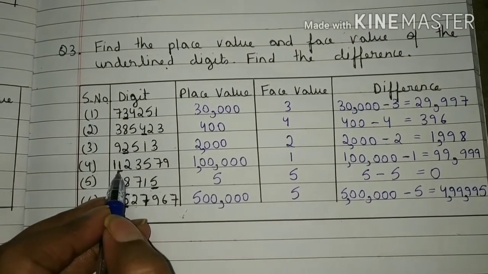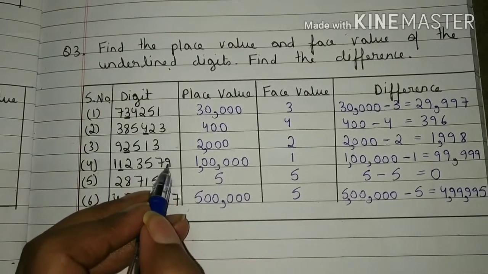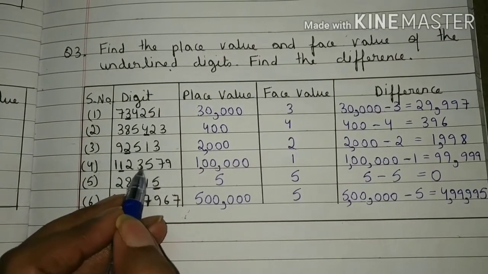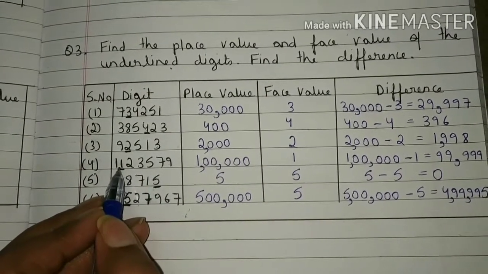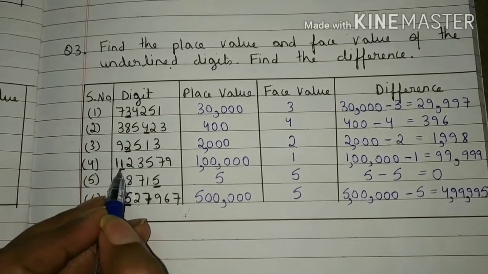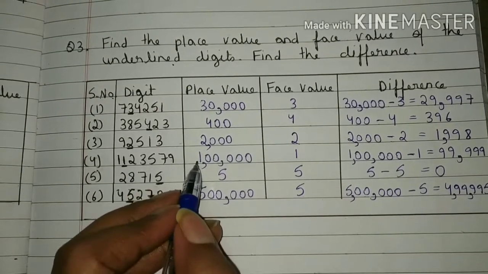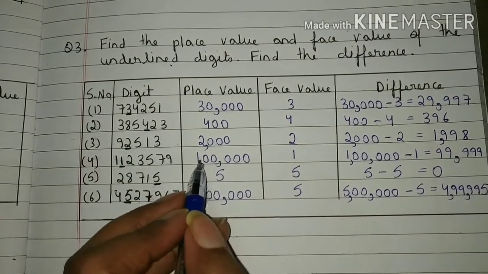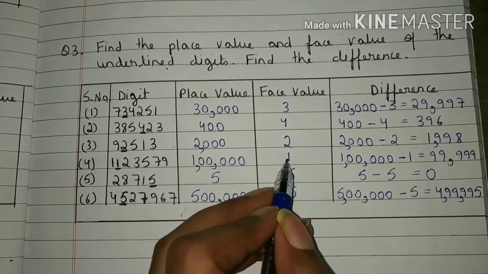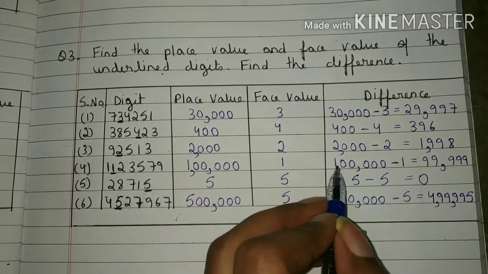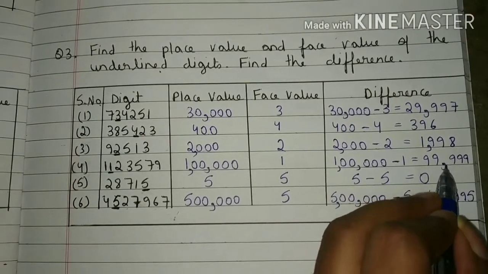Fourth question. Students, in this question underlined digit is 1. So you have to find the place value and face value of this 1. Students, this is ones place, tens place, hundred place, thousands place, 10,000s place, lakh place. Students, you can see that 1 is at lakh place. So place value of 1 is 1 into 1 lakh is 1 lakh. Place value of 1 is 1 lakh. Face value of 1 is 1. Difference is 1 lakh minus 1 is 99,999.